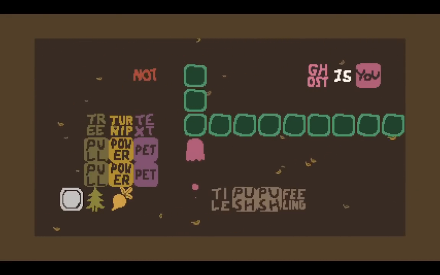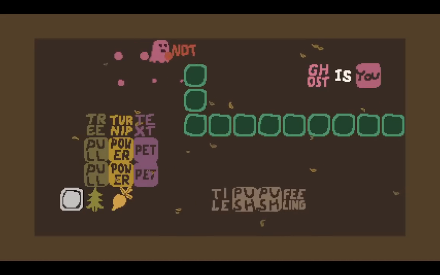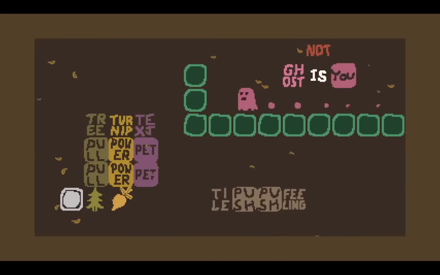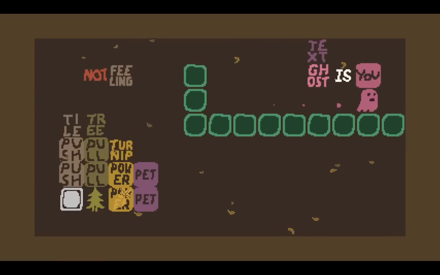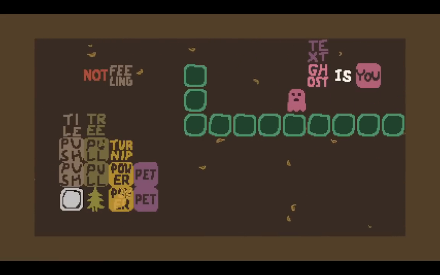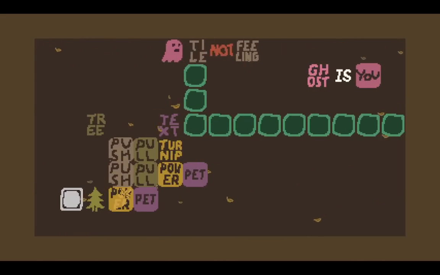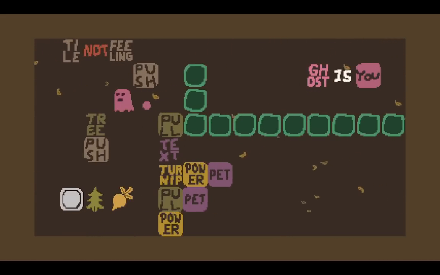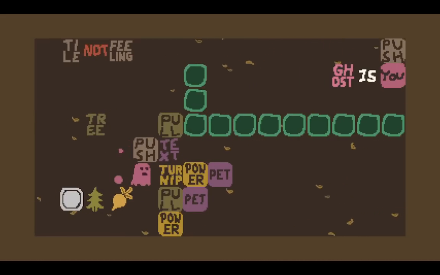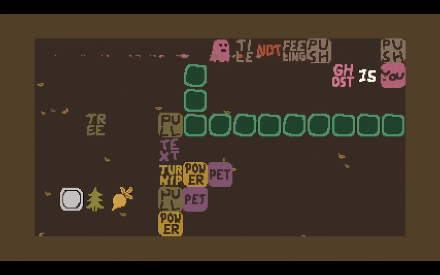But these levels are solid and all levels are stopped. So these random rectangles I can't go through. What am I supposed to do? I can't bring anything here easily. Maybe text you has some potential, right? Or maybe all we need is the is. So we do tile not feeling push is push. And you could do this for all the other objects too, I think.